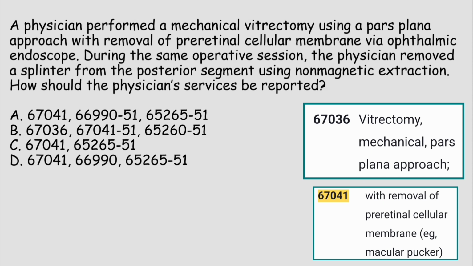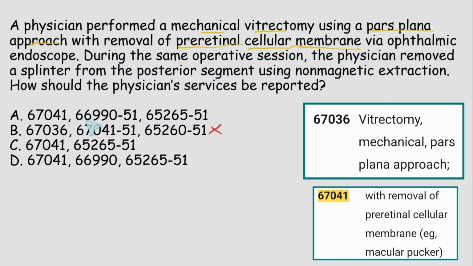Okay. In the scenario, you can see they have mentioned mechanical vitrectomy using pars plana approach with removal of pre-retinal cellular membrane. Okay. So the code 67041 is for vitrectomy, mechanical, pars plana approach with removal of pre-retinal cellular membrane. So 67041 is the right code. We'll eliminate option B, which has the code 67036. Okay. Now we are left with option A, option C and option D. The first code is correct, 67041.